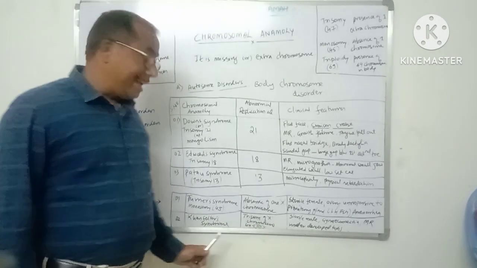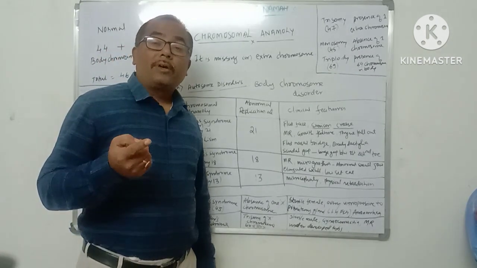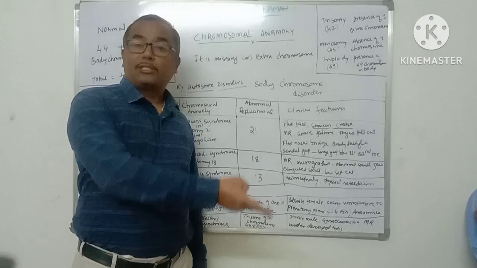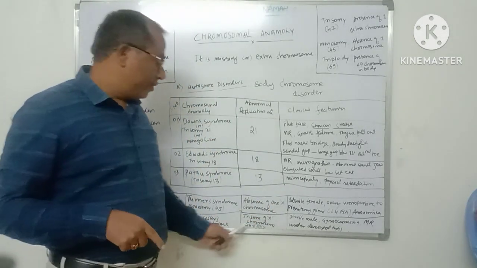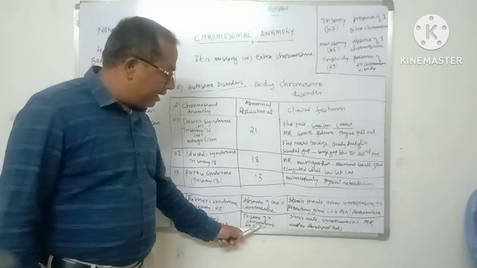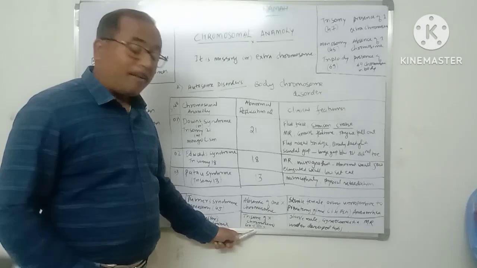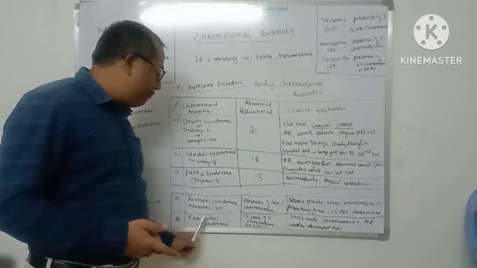As you know, this is a sex chromosome disorder. Here there will be an extra chromosome, and that extra chromosome is present in the sex chromosomes. One abnormal extra X chromosome is present. So such a person will have 44 normal body chromosomes and an XY pair, but in addition to that, one more X chromosome will be present. That is known as Klinefelter syndrome.